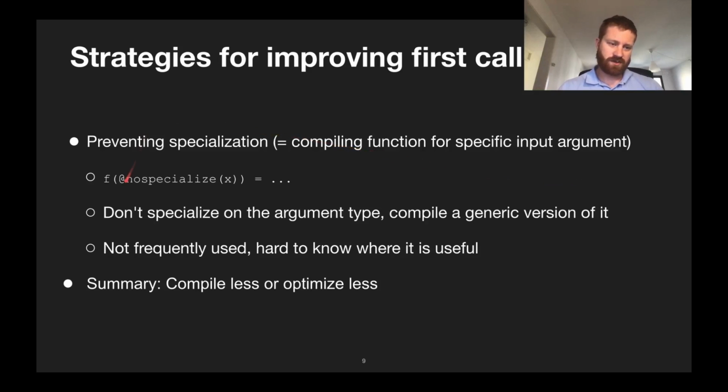And this @nospecialize is not really that much used in normal code. It's hard to know where to put it. It's mostly used inside Julia itself. Basically, the summary for improving first call latency is that you either compile less or you optimize less.